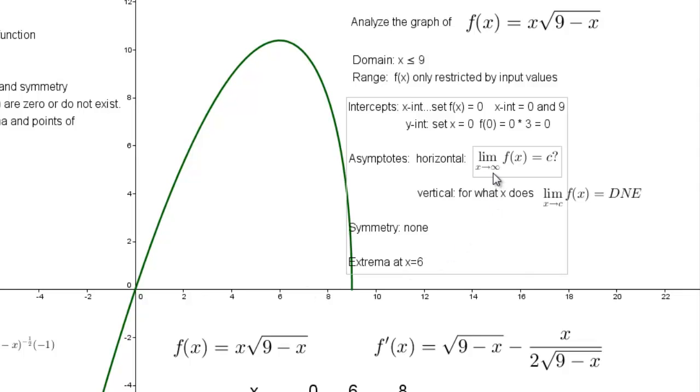Its asymptotes don't exist. There are no asymptotes because there is no horizontal limit, there is no vertical limit for the function. There is no symmetry, but it does have an extrema at x equals 6, where it has a maximum because it increases and then decreases before that point. Also, the function is concave down throughout.